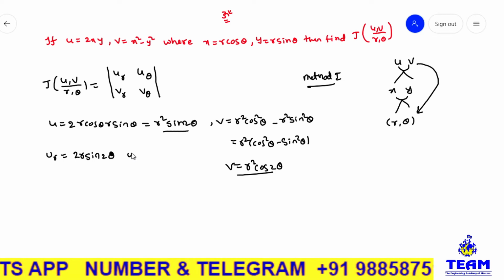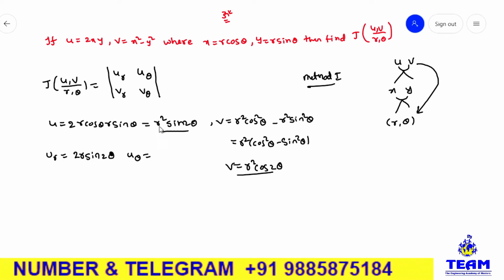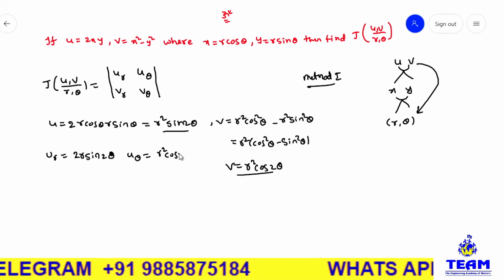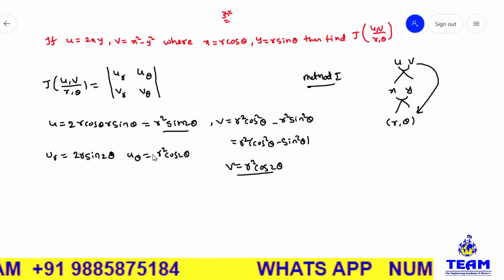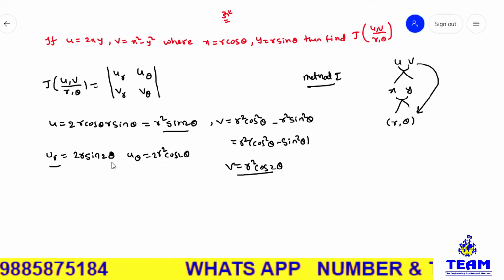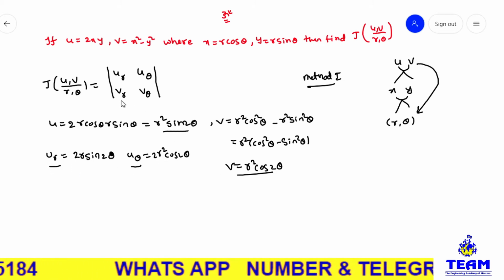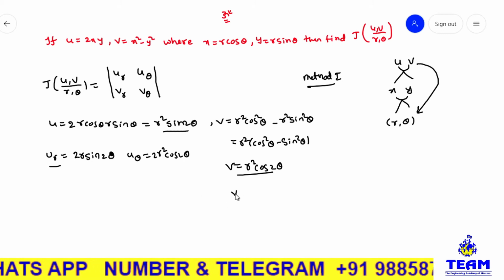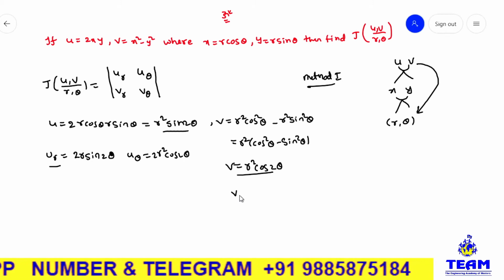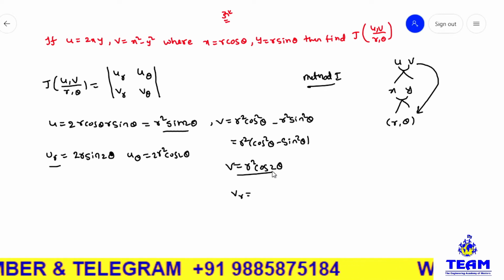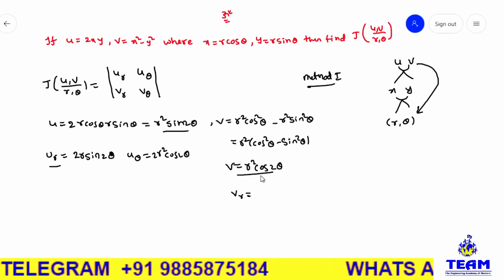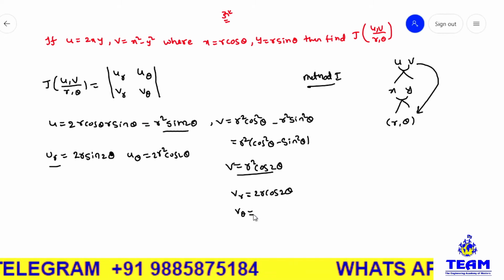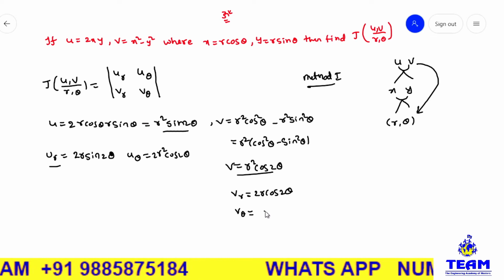Okay. Now u theta: r square is a constant only. Remember, the sin 2 theta derivative is cos 2 theta into the inner derivative 2. I am writing it outside. This is u r comma u theta. Now I want to find v r and v theta. v r means differentiate v partially with respect to r. Theta is a constant here. The r square derivative is 2r, into cos 2 theta. v theta is equal to, r square is a constant here.